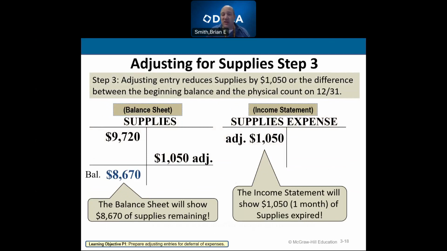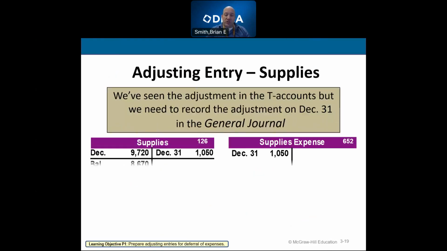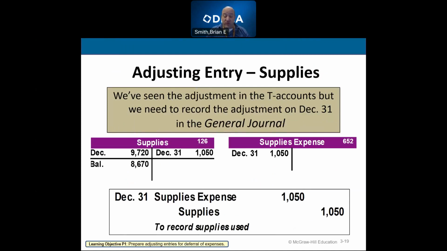Remember, the income statement accounts are always your expenses and revenues, so you can kind of figure that. All the other ones are going to be balance sheet accounts. Here's our journal entry to show the adjustment of that $1,050, debiting supplies expense, crediting supplies.